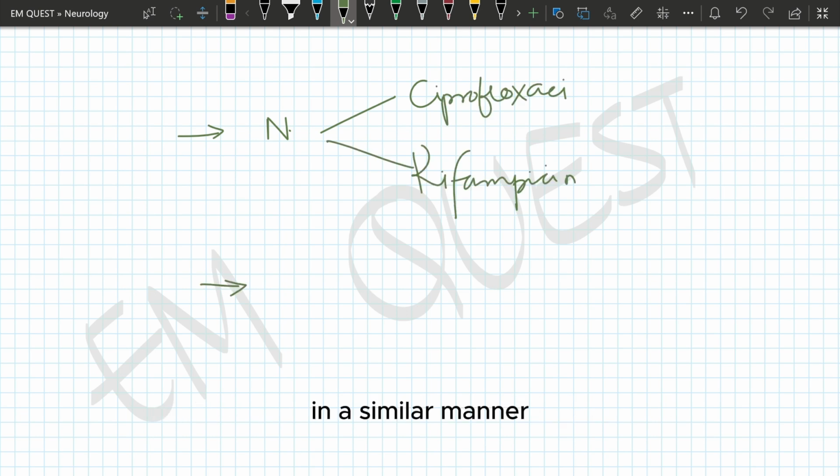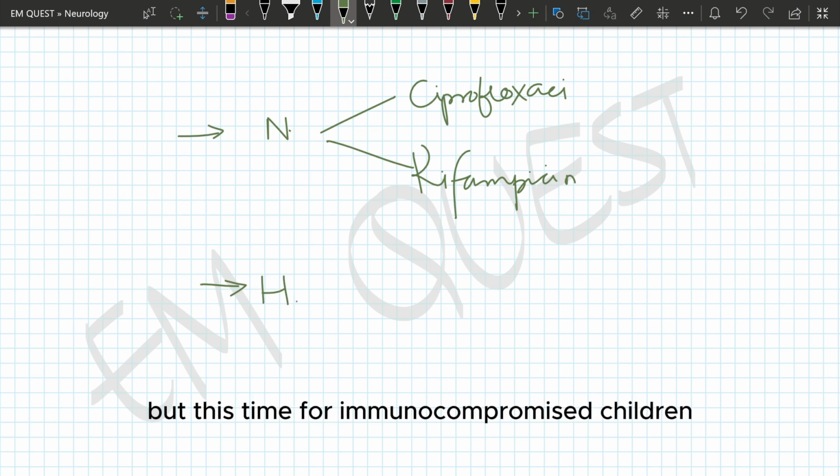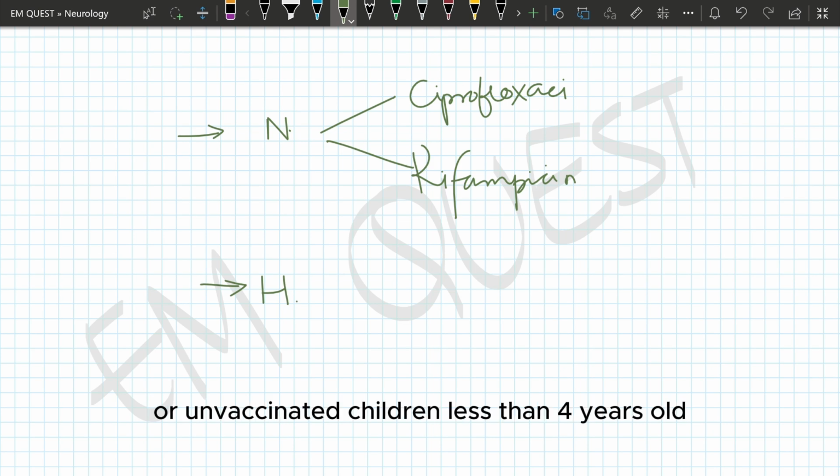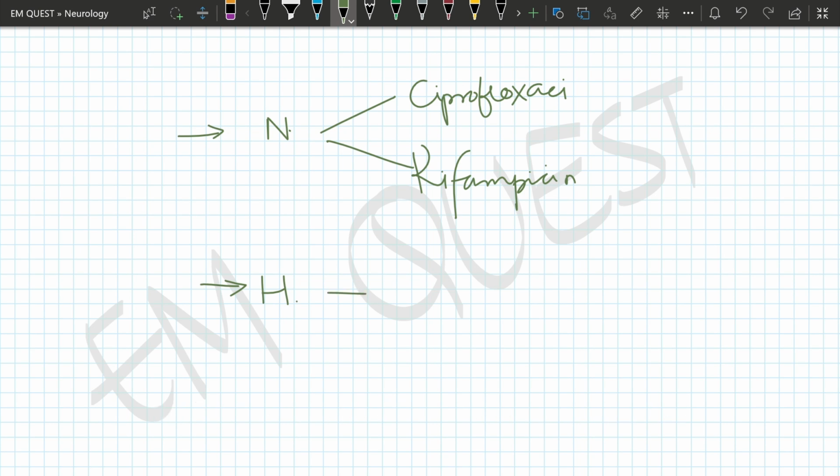In a similar manner, H. influenzae also requires prophylaxis, but this time for immunocompromised children or unvaccinated children less than 4 years old, and this also requires rifampicin.